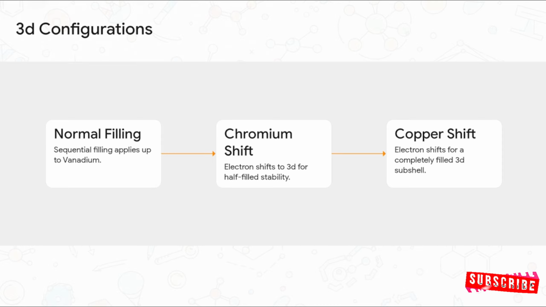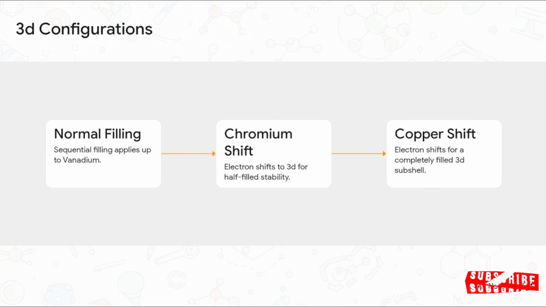Now, why on earth would it do that? To achieve the unique symmetrical stability of a perfectly half-filled D subshell. So instead of the predicted 4s2, 3d4, it actually becomes 4s1, 3d5. And the exact same trick happens at copper, element 29. An electron shifts to achieve ultimate stability, but this time through a completely filled 3d subshell, making it 4s1, 3d10.